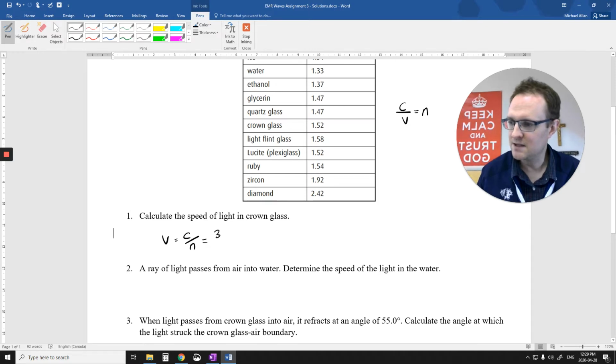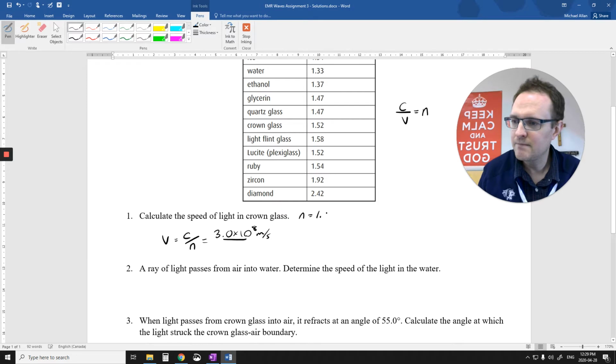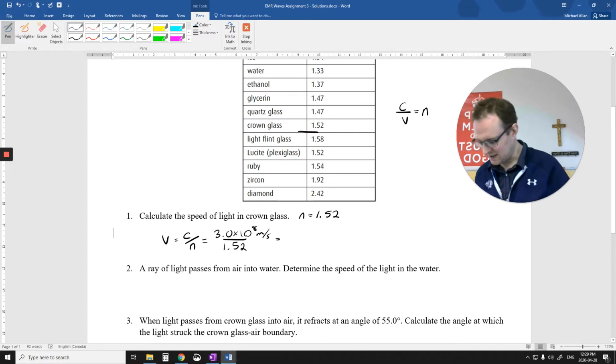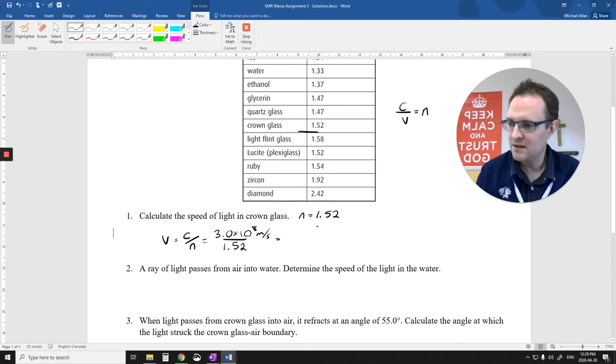So c being the speed of light in a vacuum, so 3.0 times 10 to the 8 meters per second, divided by crown glass n. So I just find crown glass in here. I can find it. Oh, right there, 1.52. Crown glass, 1.52. So I divide by 1.52. Pretty simple calculation. Just remember that speed of light can never go faster than the speed of light in a vacuum. Or the speed of EMR, I should say.